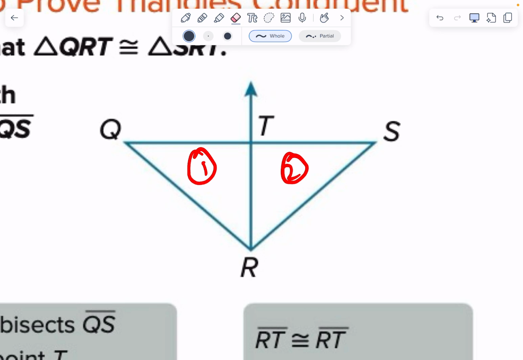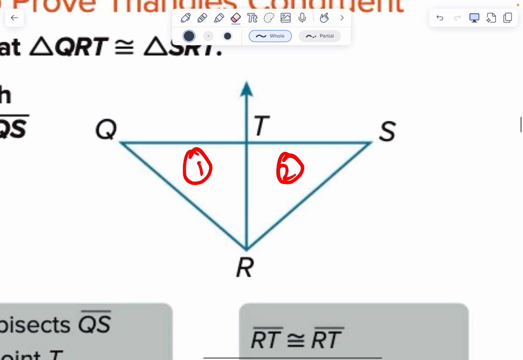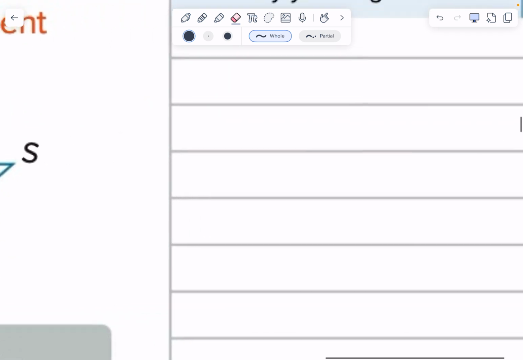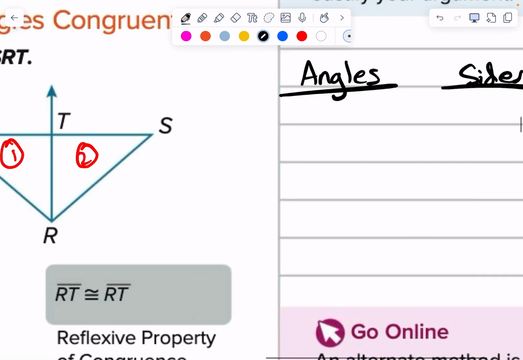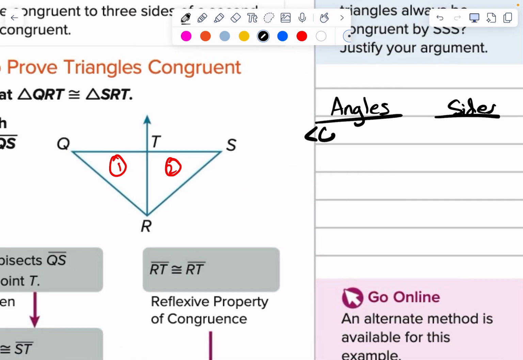Okay, triangles 1 and 2 are congruent. We're going to try to prove that. Now, yesterday, the way that we went about talking about these triangles being congruent was talking about all the parts. We had to list out all the angles and all the sides. And if we're doing triangles, we have 3 of each, right? So we would say angle Q is the same as angle S, and angle R is the same as angle R, and angle T is the same as angle T.